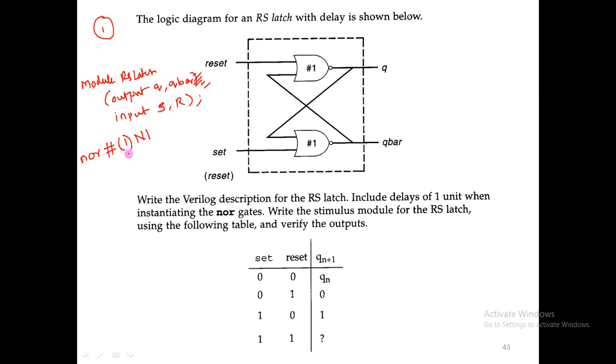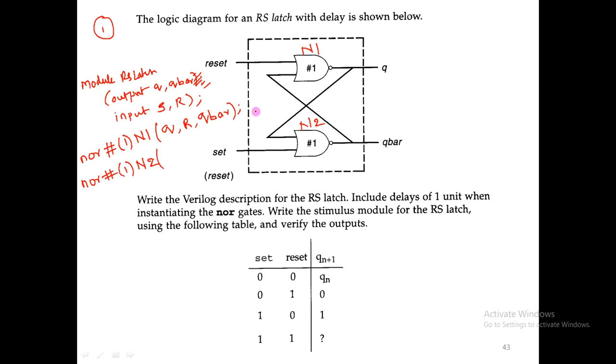After the delay, write the output first. What is the output of the first one? Q. What are the inputs? The first input is reset, which I have named R. The second input is Q bar. Semicolon. Similarly, for the next NOR gate I'll write NOR hash 1, because it also has 1 time unit delay. Let me label it as N2. This is N1, this is N2.